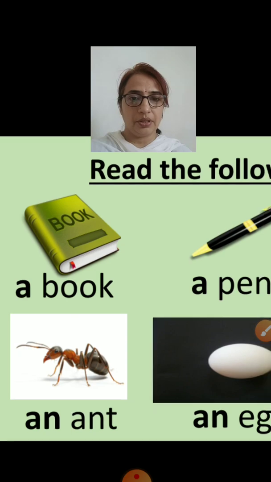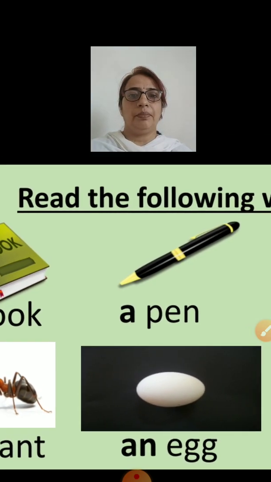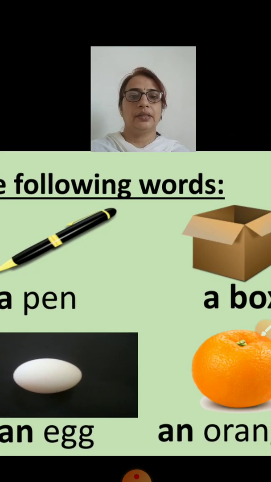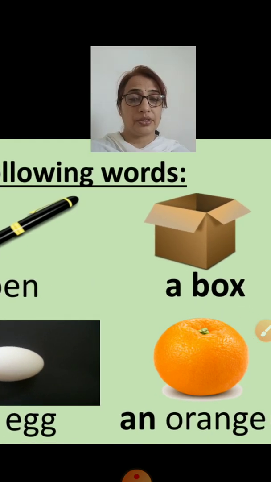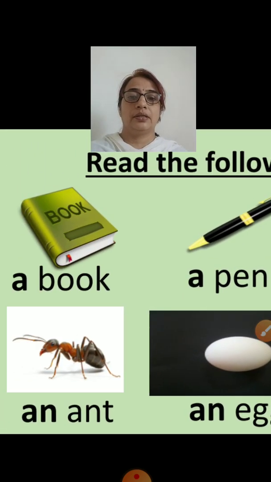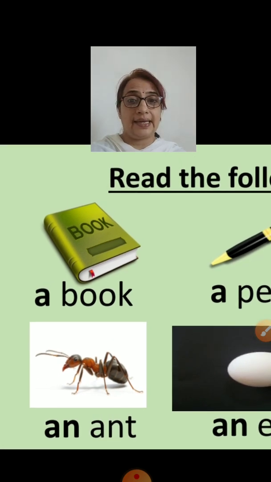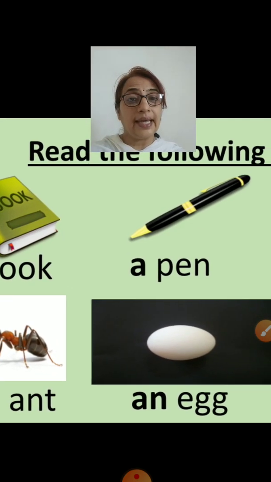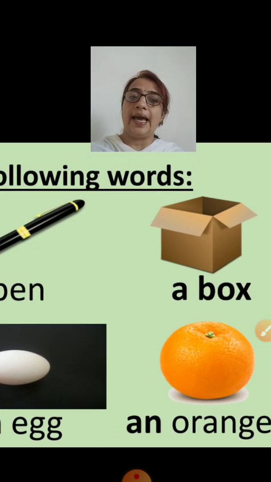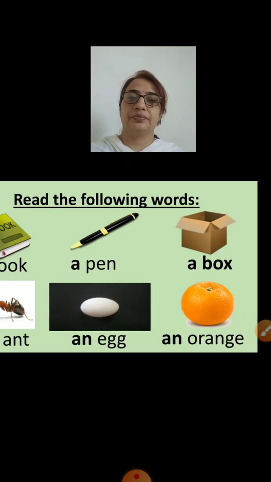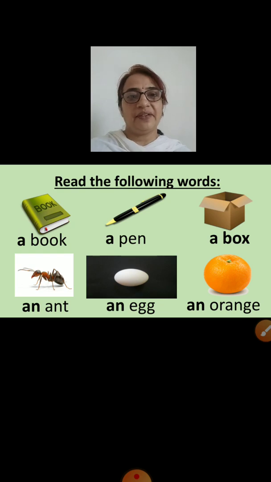A book, a pen, then a box, an ant, an egg, and an orange. So we have seen here the pictures of a book, a pen, a box, an ant, an egg, and an orange.